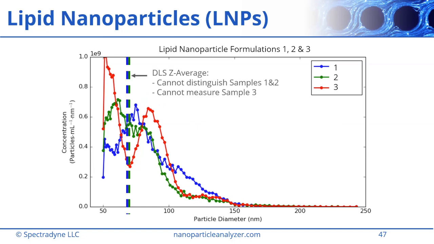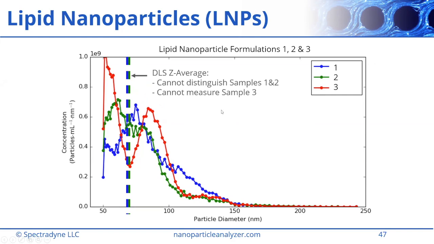As a reminder, I'll show you what dynamic light scattering measured for us. In the blue and the dashed lines, we're showing the DLS Z average. And remember, it was not really able to distinguish samples 1 and 2 at all. Not to mention, it couldn't measure sample number 3.